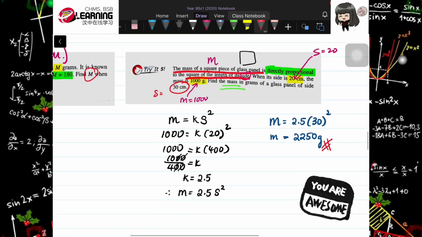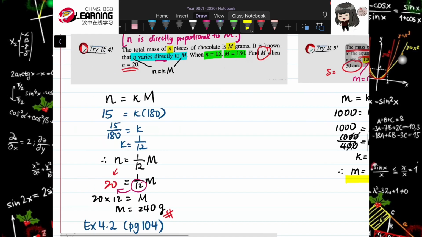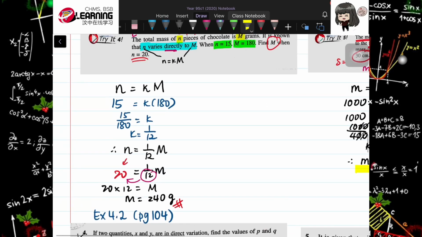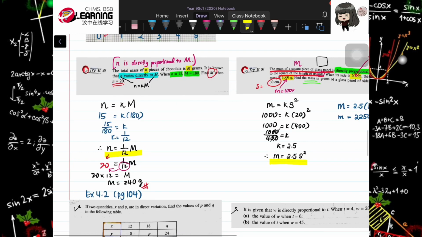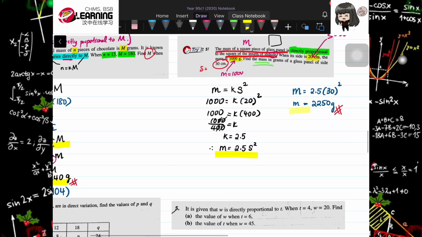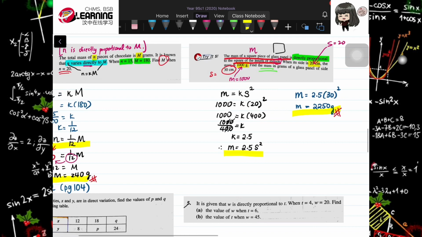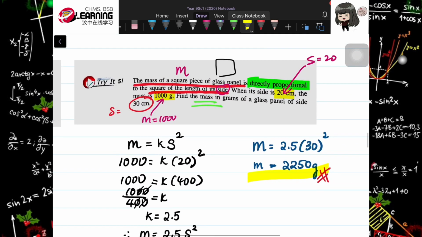Okay. As I say, sometimes they will ask you to find the equation. The equation is here. M equals 2.5 S squared. For triad 5, the equation is this. For triad 4, the equation is N equals 1 over 12M. But your final answer is M equals 240 and here is 2250. That's for triad 5. So be careful when you read the question. See whether they say square or cube, or sometimes square root.